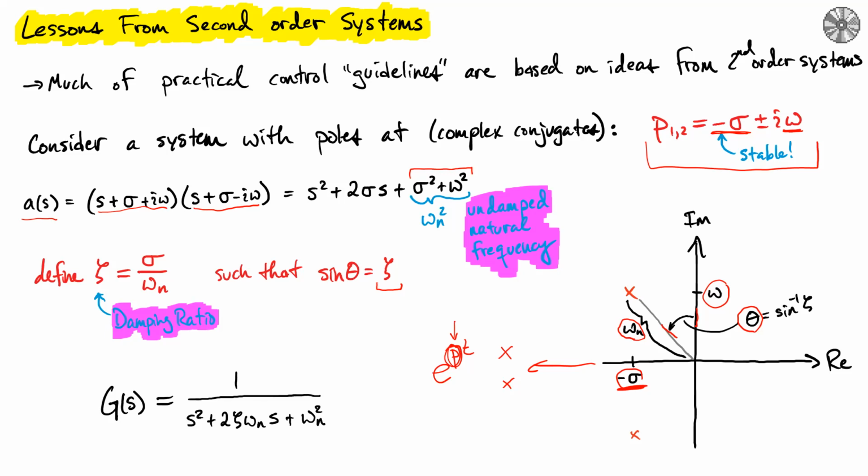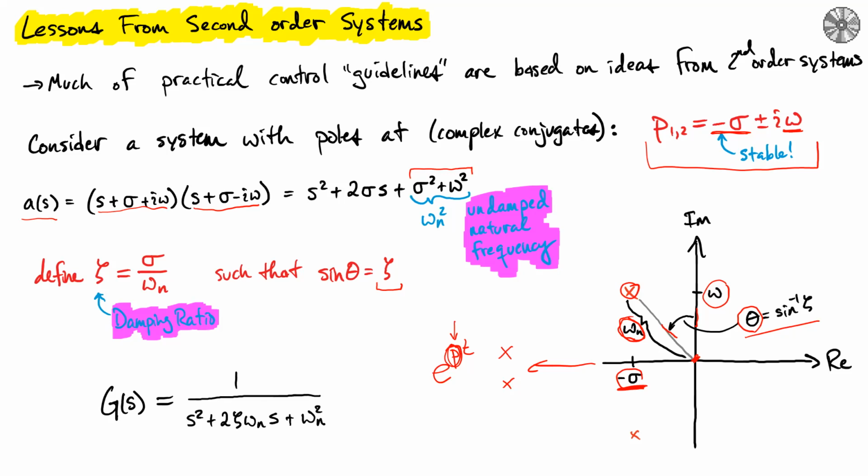The reason why we do this is that this letter zeta is now not a function of the magnitude. You can imagine if omega n gets larger, that means that either sigma or omega is getting larger. What defining zeta does is define this angle, which doesn't have anything to do with the length of this vector, or essentially the distance from the origin to this pole.